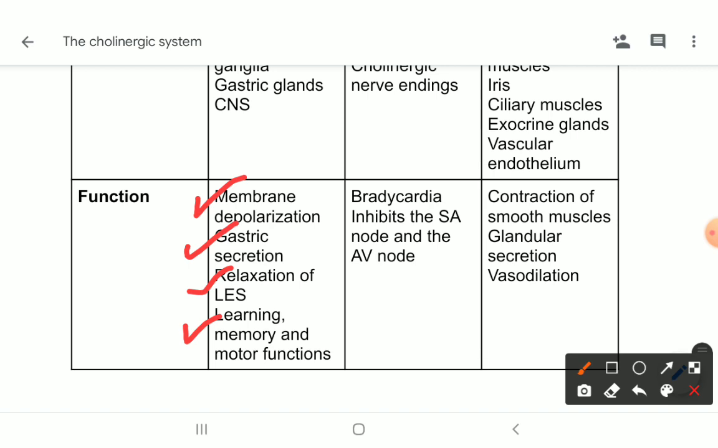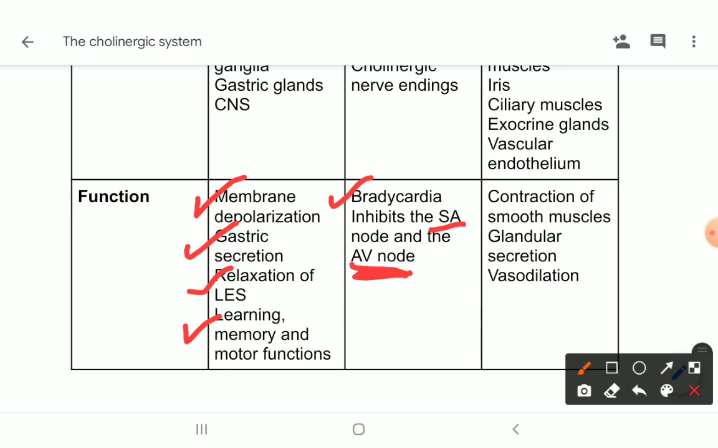And M2 receptors. Via M2 receptors, acetylcholine can cause bradycardia. How does it cause bradycardia? By inhibiting the SA node and the AV node. Mainly M2 receptors are present at SA nodes and at AV nodes, but not at the ventricular muscle. So acetylcholine does not cause decreased force of contraction. It causes decreased heart rate.